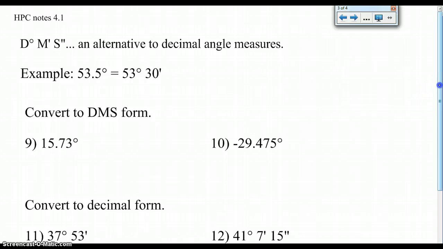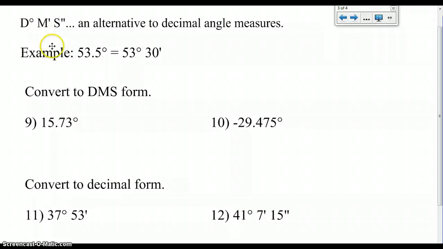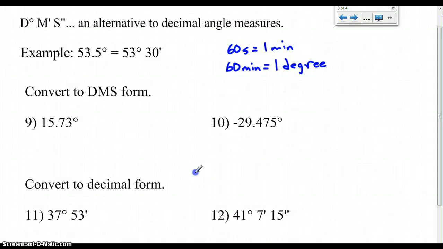Okay, the next topic we're going to look at is DMS, also known as degrees, minutes, and seconds. And you can see an example we have here, 53.5 degrees is equivalent to 53 degrees and 30 minutes. Just like when we measure time, there would be 60 seconds equals 1 minute. And then with time measurements, we say 60 minutes equals 1 hour. Here we say 60 minutes equals 1 degree. All right, so when we want to convert, the way we do this, essentially it's one step at a time.